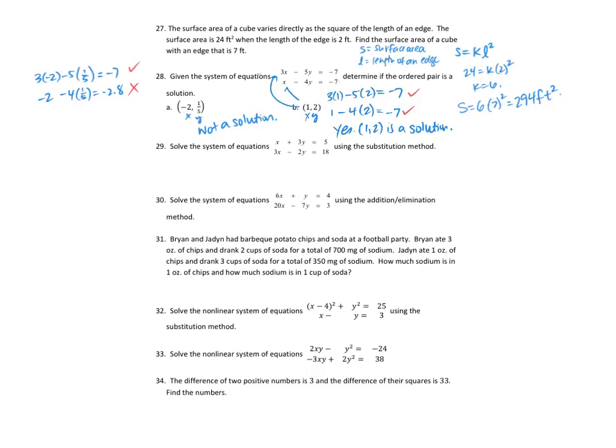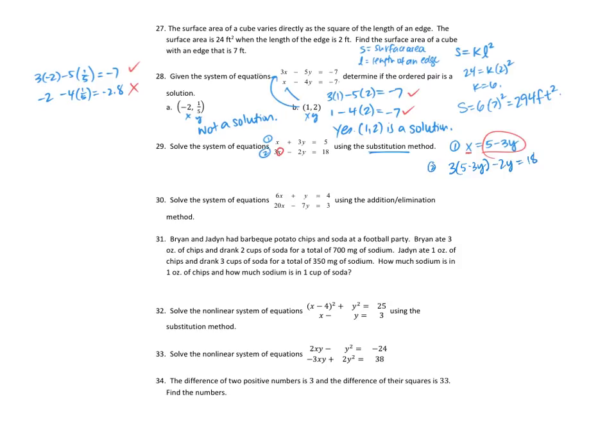Then this one says solve the system using the substitution method. So what I'm going to do is take equation 1 and solve it for x. So I'm going to get x is equal to 5 minus 3y. And then I want to substitute that in place of the x there in equation 2. So in place of x, I'm just going to write that statement there. So in equation 2, I have 3 times 5 minus 3y, minus 2y equals 18.